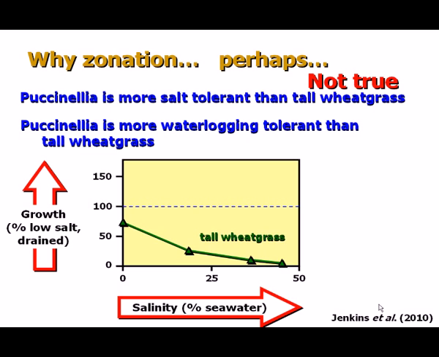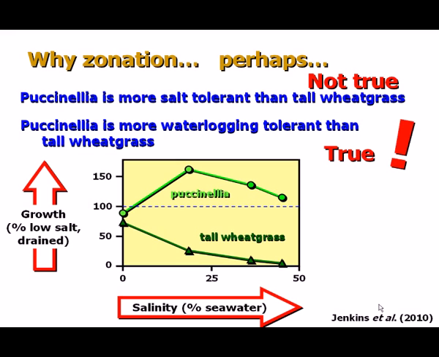Here's the response for tall wheatgrass. You can see that the tall wheatgrass doesn't like waterlogging very much at all, and particularly doesn't like the combination of waterlogging with salinity. And here's the growth response for Puccinellia. You can see that the Puccinellia loves waterlogging, and in fact grows even better with combinations of waterlogging and salinity. So yes, Puccinellia is indeed more waterlogging tolerant than tall wheatgrass. The second statement is true.